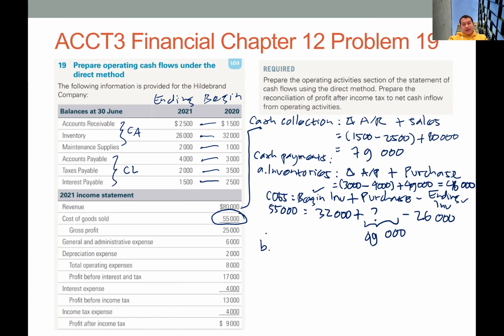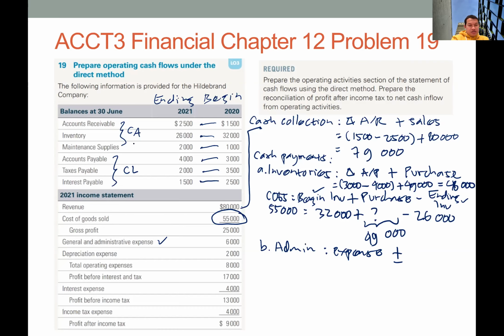No? Okay, next is cash payment for this one. So general and administrative expense. Let's put it admin. Cash payment for admin is simply the admin expense. So the expense plus or minus changes in the liabilities related to this admin expenses.